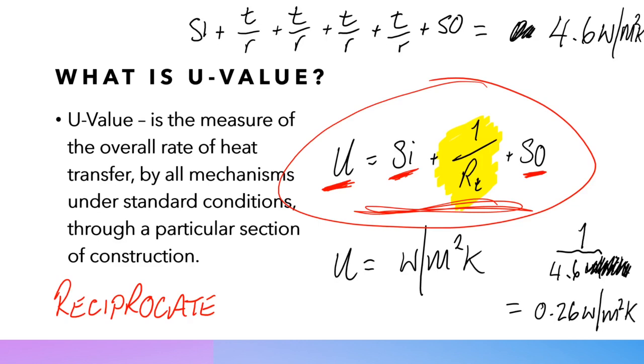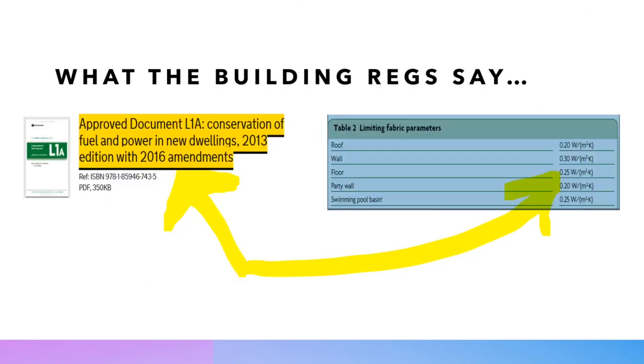Okay, so let's break it down a little bit further. Let's make it a little bit easier to understand. All right. First of all, what do the building regs say? So the building regulations that cover this U value is the approved document L1A, and that's the Conservation of Fuel and Power in New Dwellings, 2013 edition with 2016 amendments. So that's the very latest one.